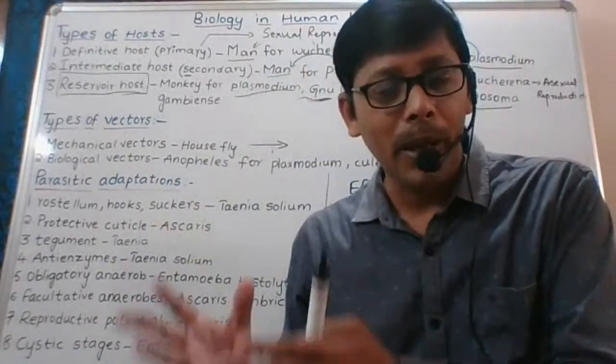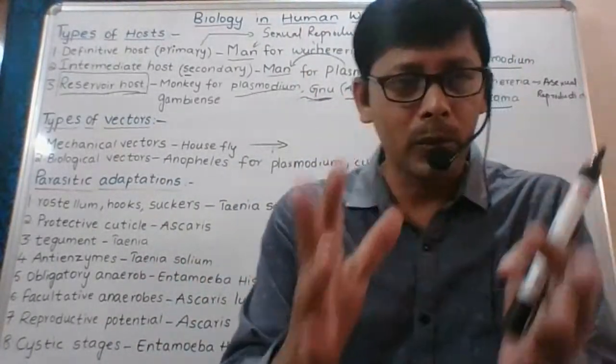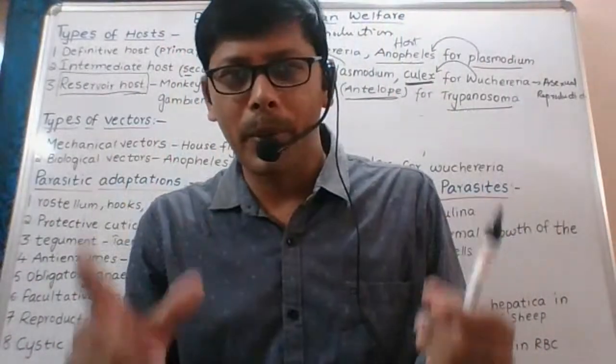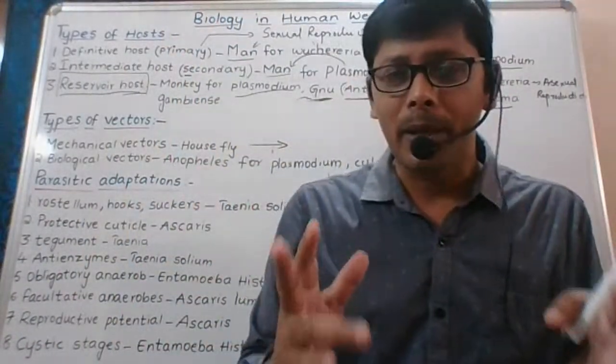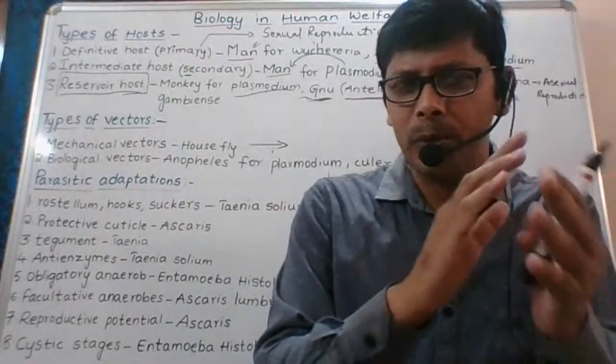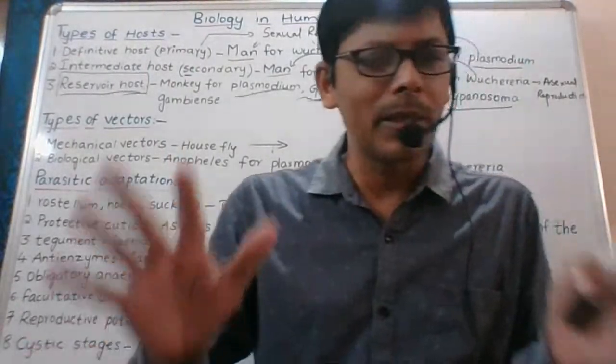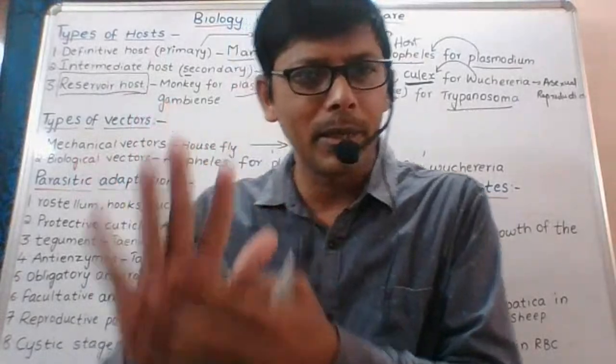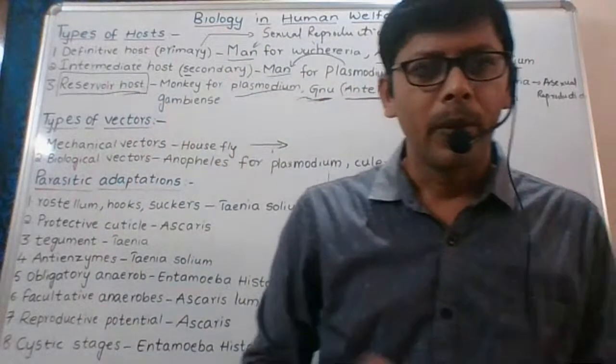That means here the pathogen is transmitted by the housefly, but no development of the parasite takes place in the housefly. There is no parasitic development in the housefly in general; the pathogen just attaches to the housefly's body and spreads.